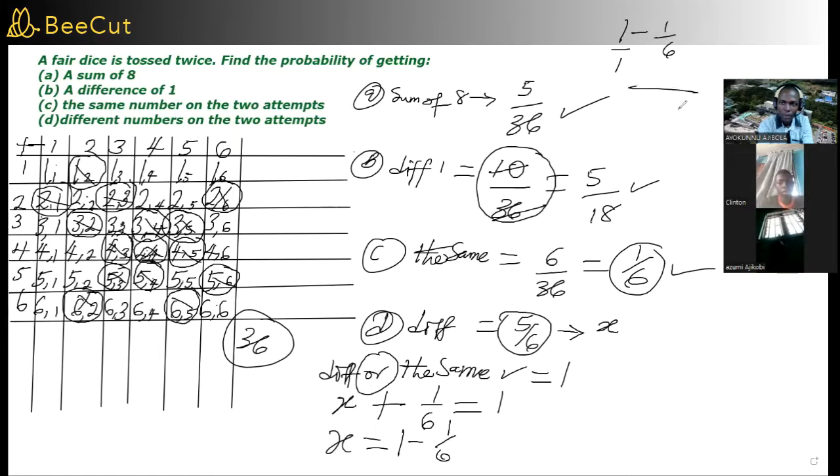What is the LCM of 6 and 1? 6. How many 1 is here? 6. 6 times 1, 6, minus. How many 6 is here? 1. 1 times 1, 1. What's the answer? 5 over 6. That is why I didn't even calculate; I just put 5 over 6 in. Is that clear? Yes, sir.